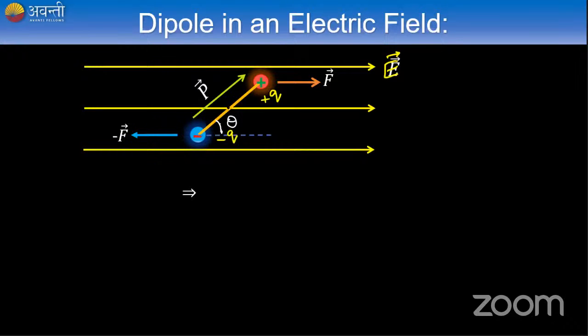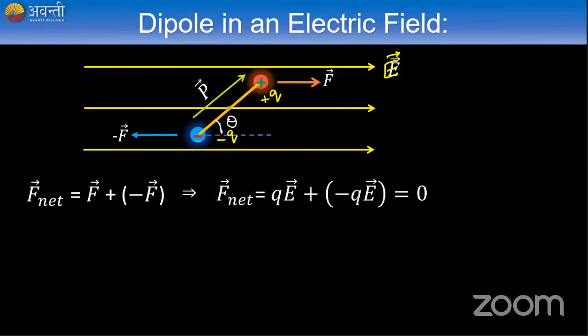Now, what is the net force experienced at the midpoint of the dipole? Guys, what is the net force experienced on the midpoint of the dipole? I'm not asking about the torque condition. I'm asking about the net force acting at the midpoint. Yes, correct, Tejas. At the midpoint, my F net is F plus of minus F. We know F is equal to Q times E. Then F net is equal to QE plus of minus QE, that is 0.